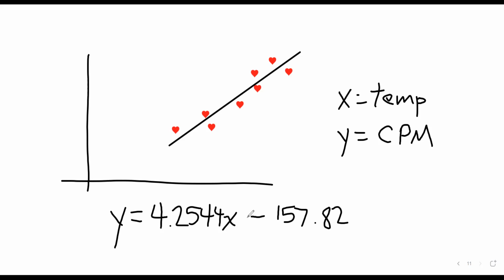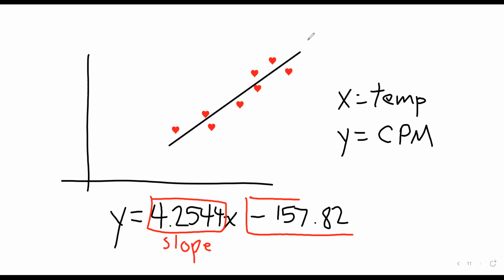All right, what if I told you one of these numbers was a slope? Which one's the m? The 4 point something or the 157 something? 4 point something. Yeah. When you have this equation, the number in front of the x is your slope. In y equals mx plus b, that's the m. But what about this number at the end? Does anybody remember what it represents? The y-intercept. Meaning if we stretch this line out until it crossed the vertical axis, that's where it would hit.